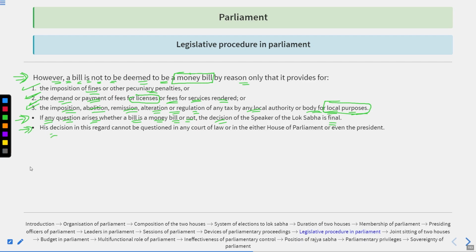His decision in this regard cannot be questioned in any court of law, or in either House of Parliament, or even before the President. If he denies that this bill is a money bill, or if he accepts this bill is a money bill, no one can question his decision in any court of law, nor can it be discussed in any House of Parliament, and even the President cannot go against it.